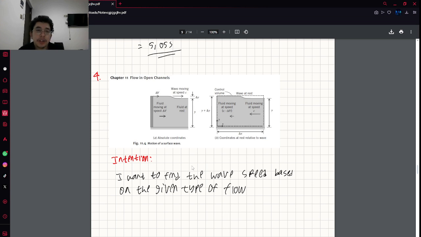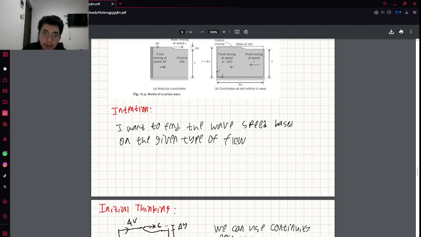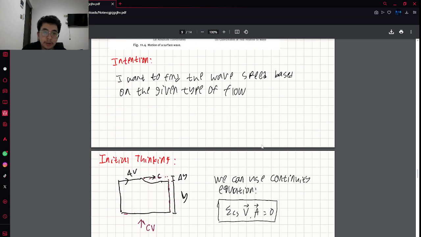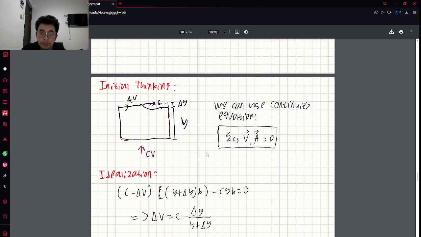Basically, the picture here does not state what it wants to determine, but actually what we will determine from this is the wave moving speed. So based on the given part right here, I want to analyze the wave speed. The initial thing, I just draw the wave real quick.